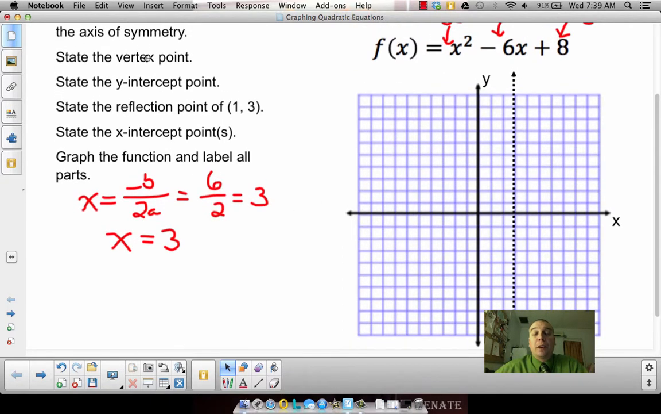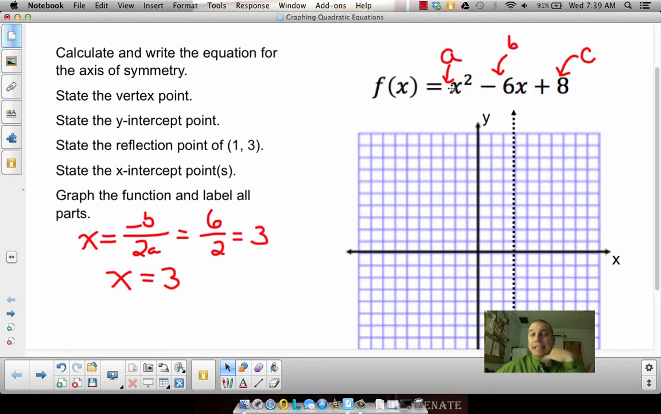Now we've got to go through and figure out the vertex point. Now remember, the vertex point is the turning point of the parabola. So in this case, as I look, a is positive. So is this going to open up or down? Alright, so good. It's going to open up, and the reason it opens up is because it's positive. If that value in front of the x squared was negative, this entire parabola would open downward.